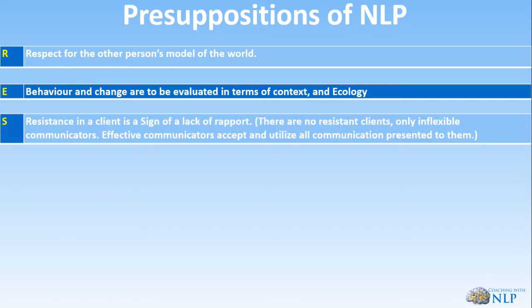Number three, resistance in a client is a sign of lack of rapport. So there's no resistant clients, only inflexible communicators. And effective communicators accept and utilize all communication presented to them. So we want to build more rapport, and we're going to work with what the client gives us.